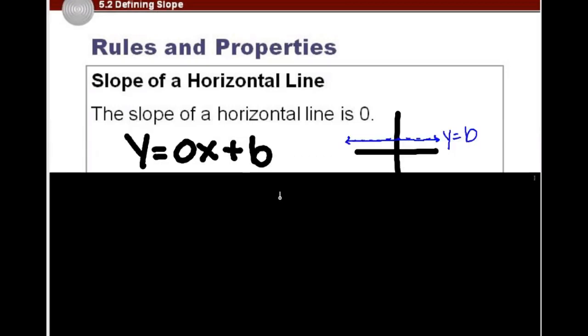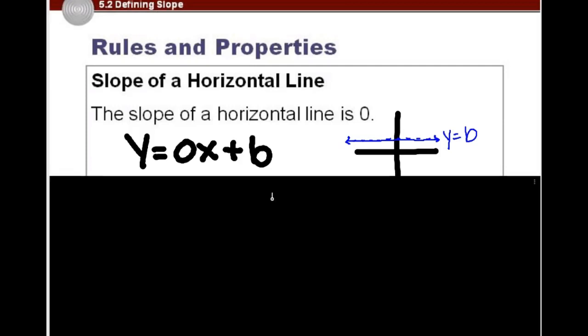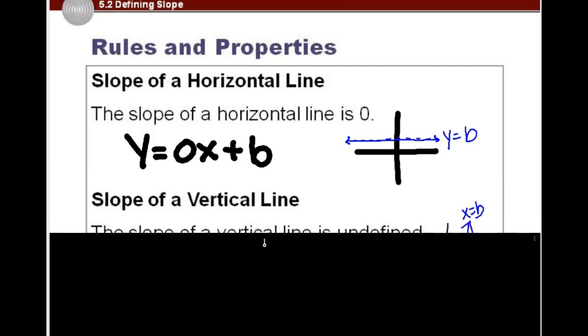And now what you're going to see is the slope-intercept form of it. Y equals 0x plus b. What is b there? Anybody remember what b is? Go ahead. That's right. It's the y-intercept. Okay.